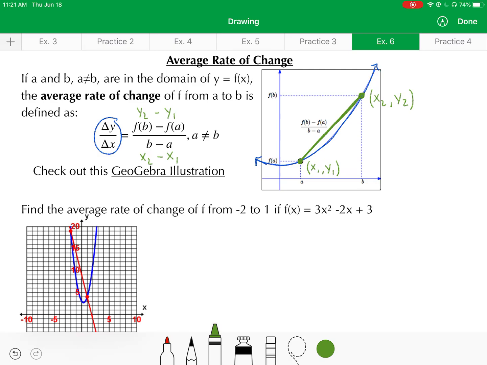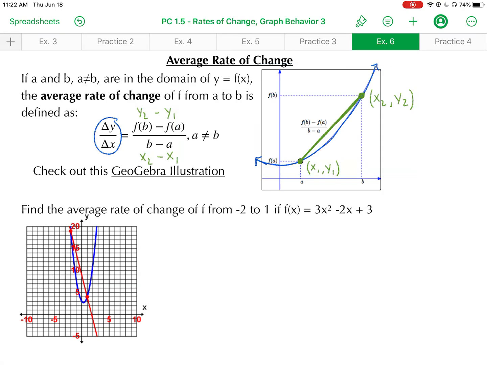Now, why do we have a different name for it than slope? Why is it now referred to as average rate of change? Well, because we're not working with a linear function anymore. We're working, in this case, with a quadratic function, and the average rate of change will be different for that function depending on what 2 points you pick, okay? So let's visualize this a little bit more with a GeoGebra illustration, okay?